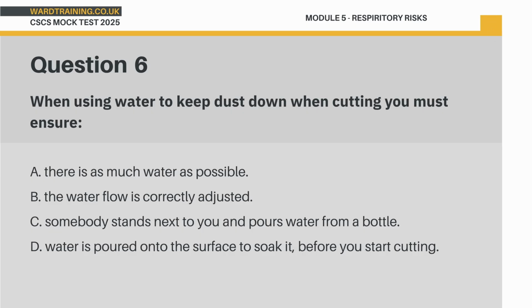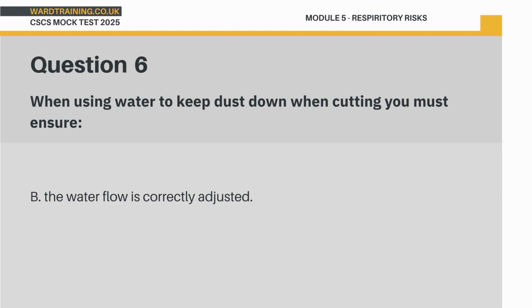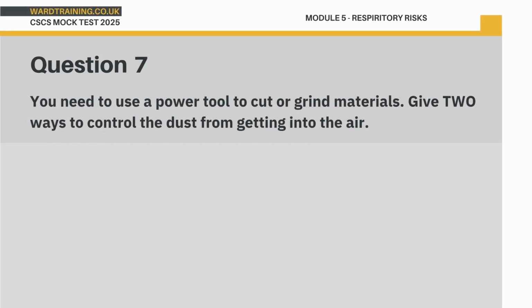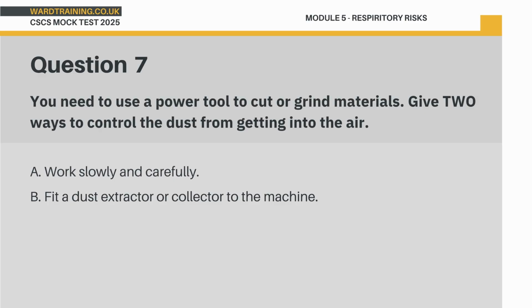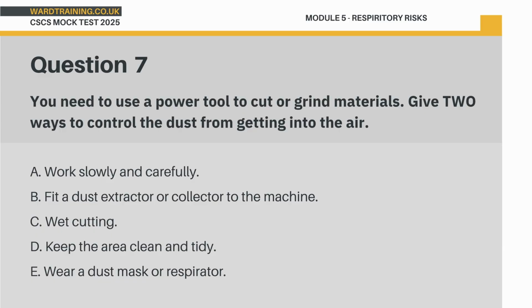The correct answer is B. The water flow is correctly adjusted. Question 7. You need to use a power tool to cut or grind materials. Give 2 ways to control the dust from getting into the air. A. Work slowly and carefully. B. Fit a dust extractor or collector to the machine. C. Wet cutting. D. Keep the area clean and tidy. E. Wear a dust mask or respirator.